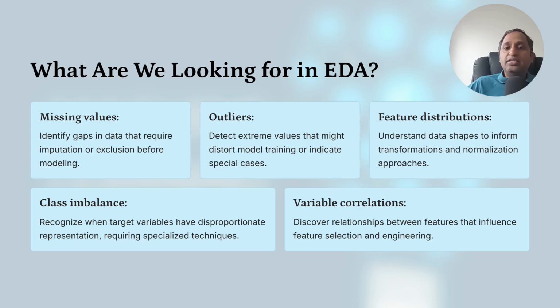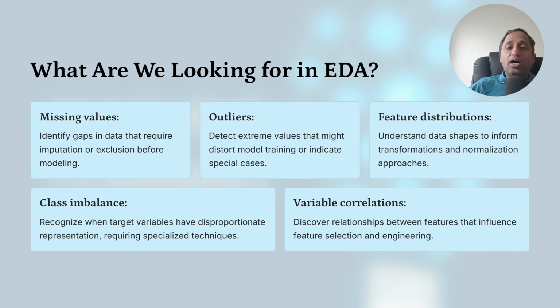Now we know why EDA is important. Let's talk about specific things we are trying to find when we explore a data set. These are not just optional, they directly influence how we clean, transform, and model the data. And the cleaner the data is, the better your model training outcome is going to be. So for that, first we look at the missing values. Are there any gaps in the data that could affect model performance? If a feature is missing for too many rows, we might drop it. If it's missing for just a few, we might fill it in with a mean or median or a default value.